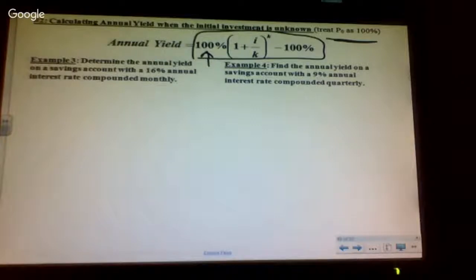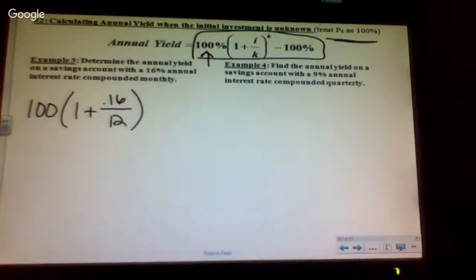Everything else is still the same. I still represents the percent that it's changing. K still represents how often it's happening. So we plug this in. 100% of our investment is being invested at 16%. What's that as a decimal? 0.16 divided by, how often is this happening? Monthly, so this is a 12. Raised to the 12, minus 100.